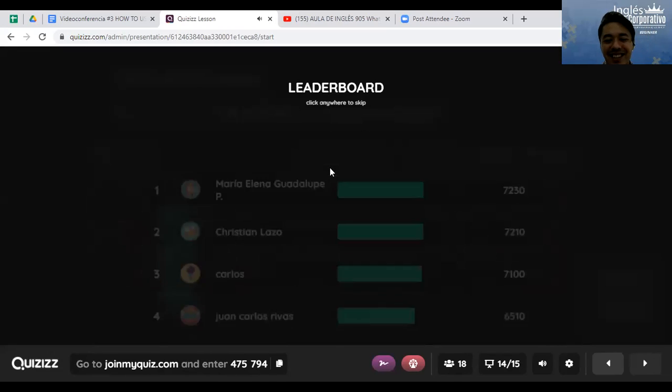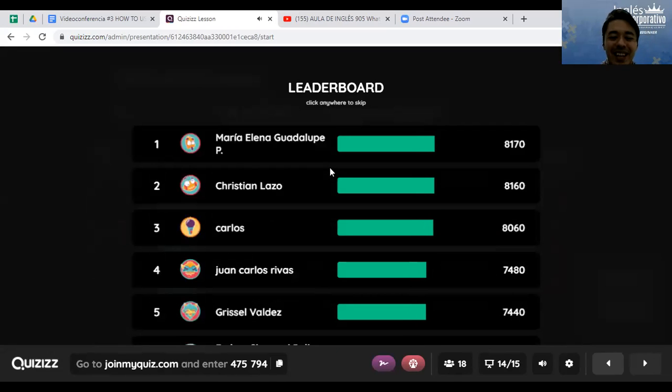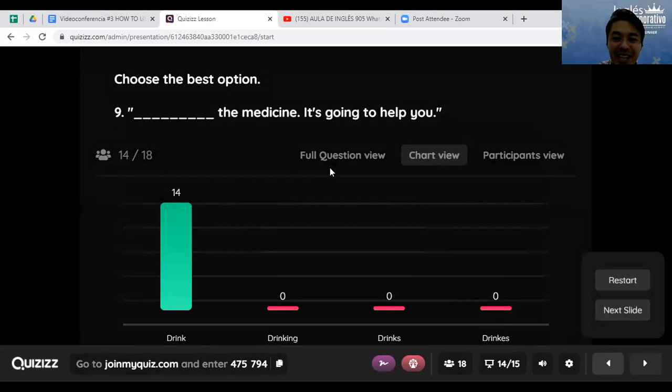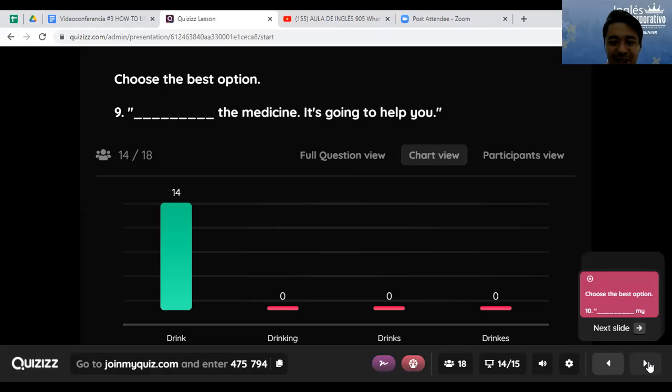It says, all right, same positions. So drink the medicine. It's going to help you, right? Drink the medicine. Very good. So the last one.